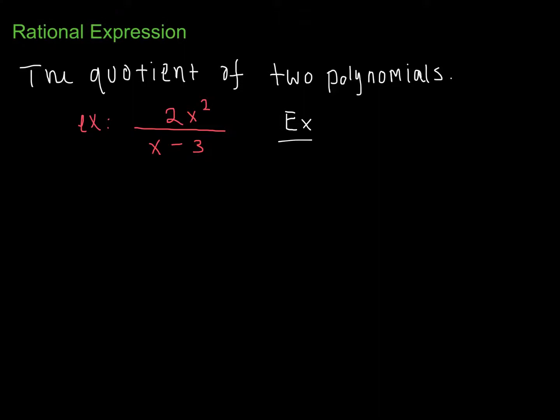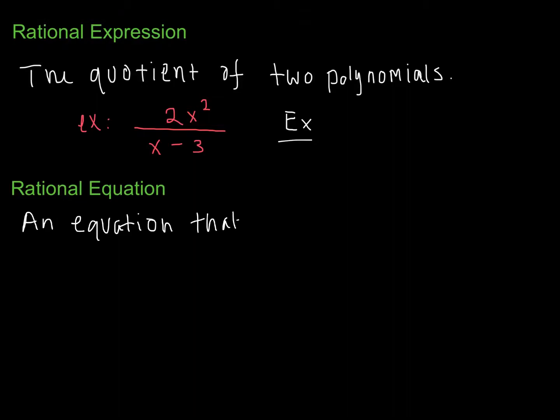And really, it's very simple. It's just a quotient of two polynomials. Any polynomial can be a numerator or a denominator. And of course, we can use rational expressions in equations. A rational equation, as you might guess, is an equation that contains a rational expression.